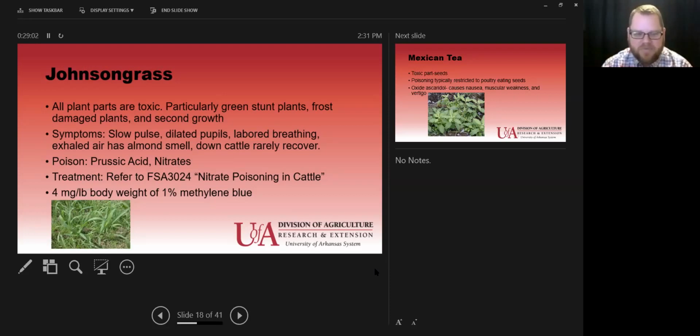Nitrate poisoning can happen very, very quickly, as can prussic acid. So therefore, that gives us a big concern for Johnson grass in our pastures because it causes such a problem. It's so prevalent. And I don't think a lot of people truly understand how toxic Johnson grass can be. If processed correctly and completely, Johnson grass can make a good forage. It makes fairly decent hay, but the problem is doing all those things correctly.